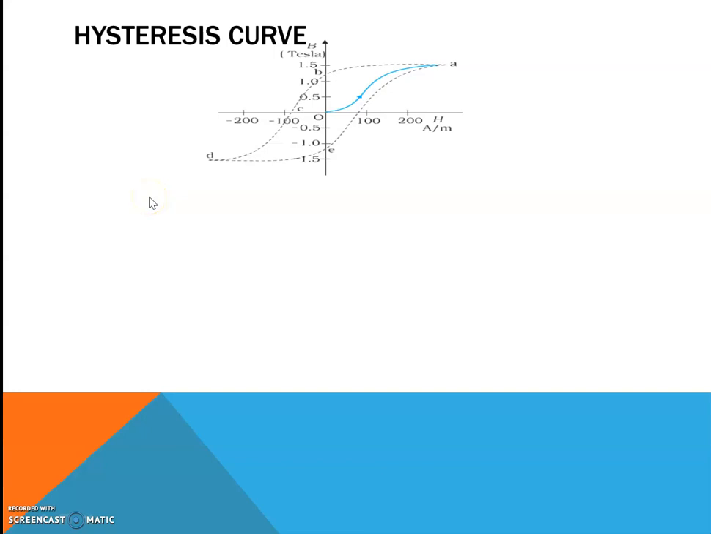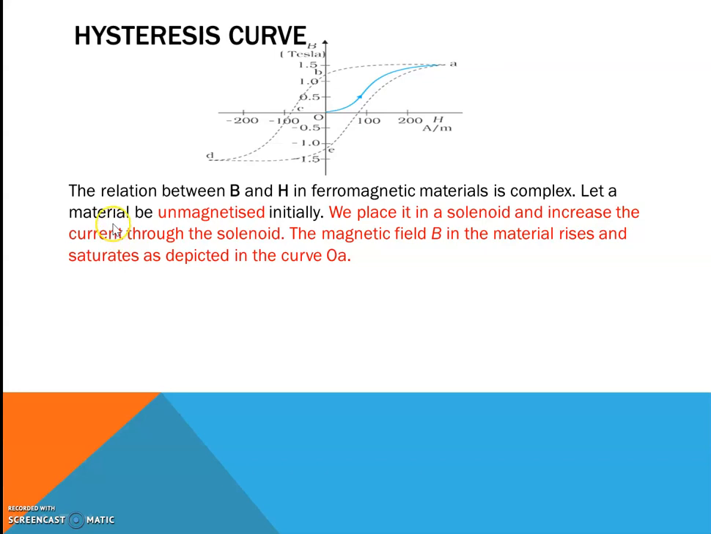This curve shown in image is drawn between magnetic field induction B and magnetization H for a ferromagnetic material. This curve indicates the complex nature of ferromagnetic material in respect of magnetic field induction and their relation with H, that is magnetization.